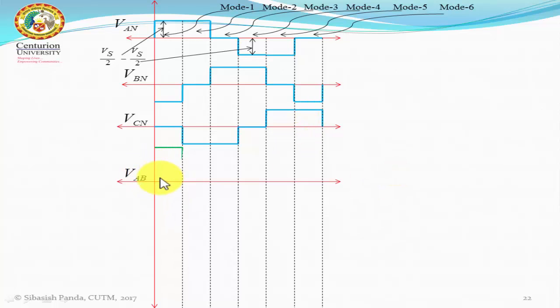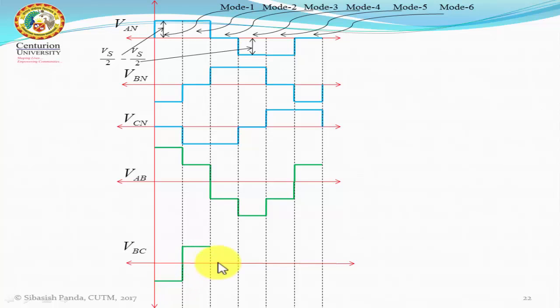What is the value of AB? In mode 1, Vs, then Vs by 2, minus Vs by 2, minus Vs, minus Vs by 2, then Vs by 2. So this is my Vs and this is Vs by 2.